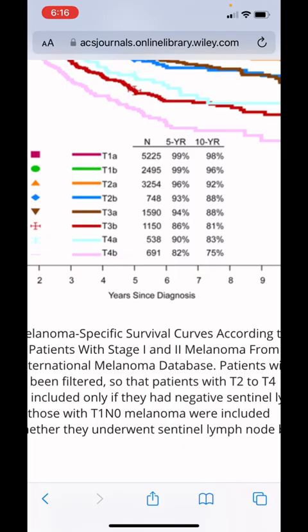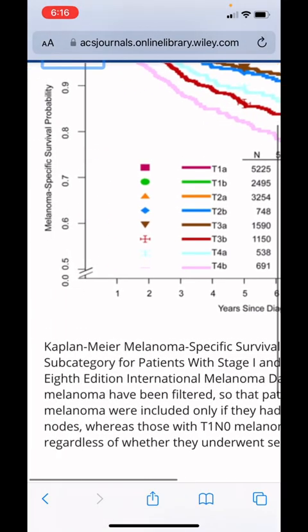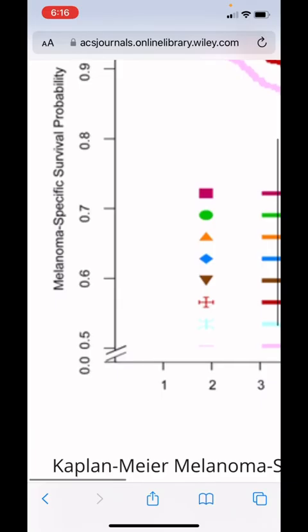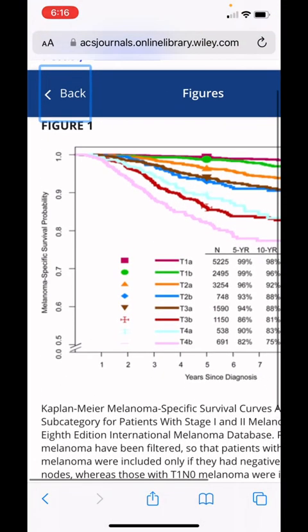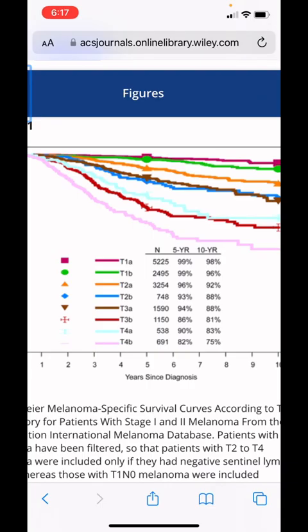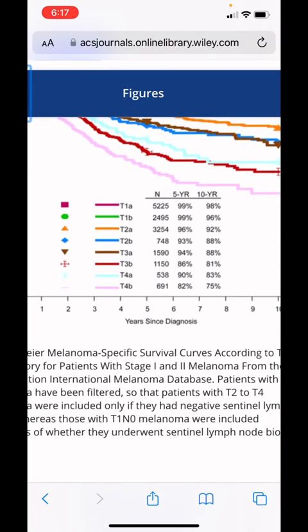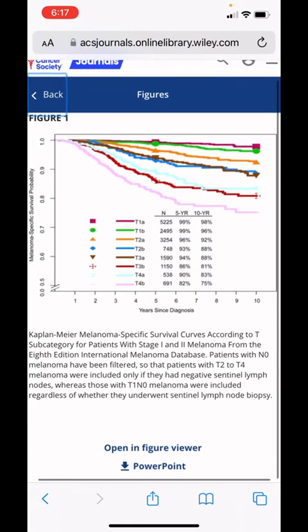Look at the 5-year overall survival, 82%. Look at the 10-year, 75%. So within 10 years, 25% of the people unfortunately had recurrence, probably had metastatic disease, and died from their melanoma. If you look here at the axis, this is the melanoma-specific survival probability. And as you can see, as the stage of the tumor itself, the T, goes up from T1A, meaning the melanoma is getting deeper and deeper in the skin, the survival gets worse. That's one of the figures, for example.